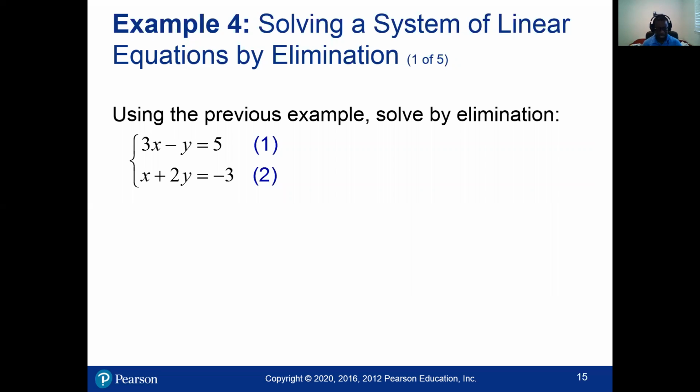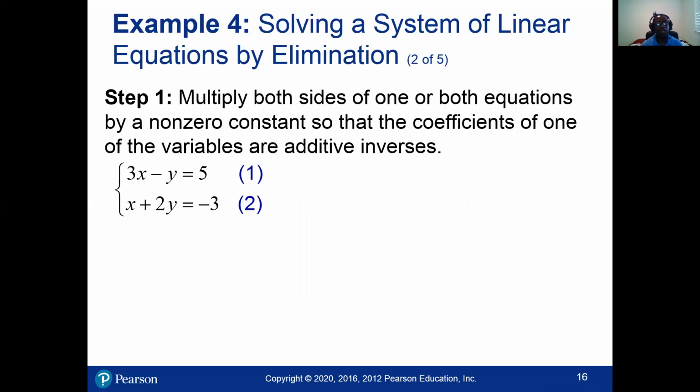All right. So this is what we do in elimination. So you see that it's the same system, 3x minus y equal to 5, x plus 2y equal to negative 3, equations 1 and 2. So we want to see if I use the elimination method, will I get the same solution as we got, 1 and negative 2. Okay. So now step 1 is to multiply both sides of one or both equations by a non-zero constant so that the coefficients of one of the variables are additive inverses. Now I want to say additive inverse. All right, additive inverse, that is if you add them together, you get 0.